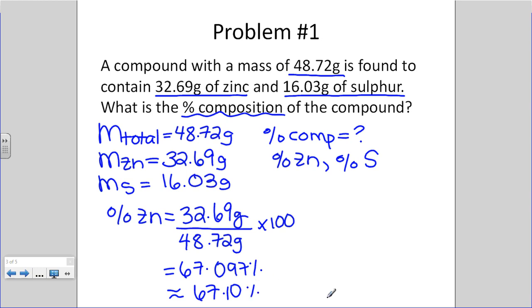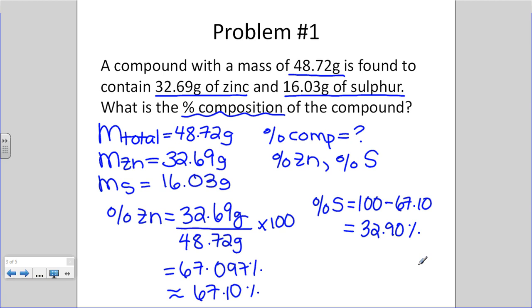Once you have the percentage of one element, you can repeat and do the same thing for the others. But in this question, since I only have 2 elements, I can use a little shortcut. I know percent has to equal 100. So if I'm trying to find out the percentage of sulfur, I can use a trick and do 100 minus my percent of zinc and get there faster. So what's my percentage of sulfur? I could do 100 minus the percent of zinc, and that's going to give me 32.90.